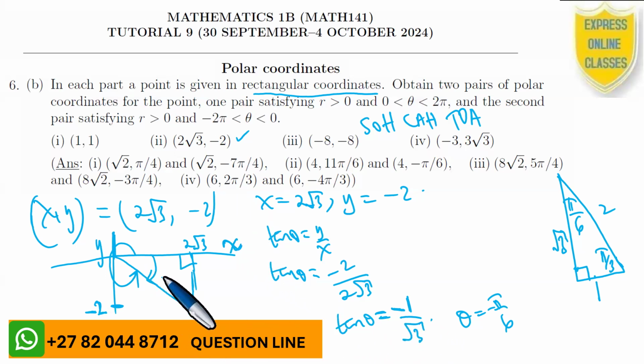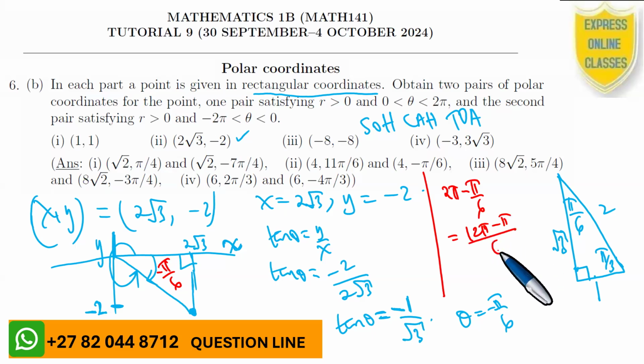Okay, sorry, yeah. This one is minus pi on 6. And there's this other one that is 2 pi minus pi on 6, which is exactly 12 pi minus pi out of 6, which is 11 pi on 6. So those are the two angles. This angle that is measured counterclockwise here is 11 pi out of 6.